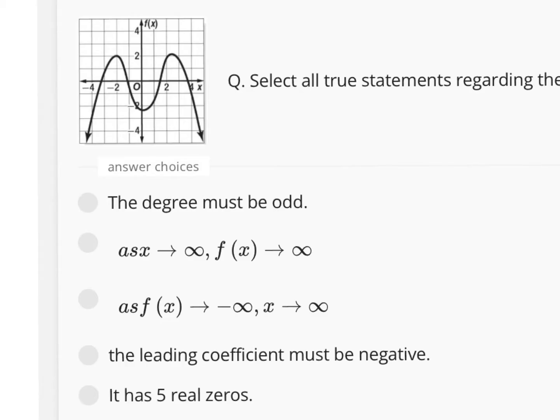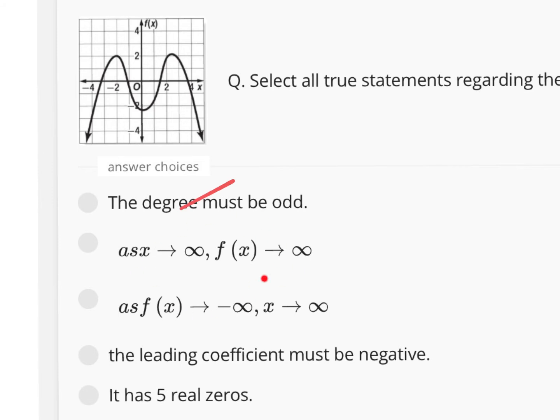On this question, they give us a graph of a polynomial function, and they give us possible true statements. We need to select all the true statements. The degree must be odd. Well, we know that's false because the end behavior has 2 arrows going down. That's an even amount of arrows. The number 2 is even, so it cannot be odd. So this is definitely not one of your answers.